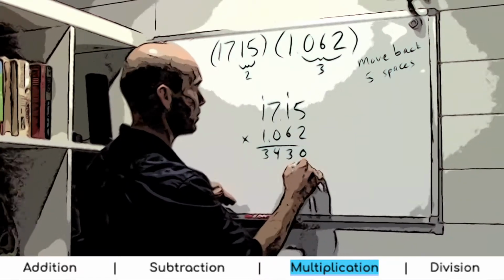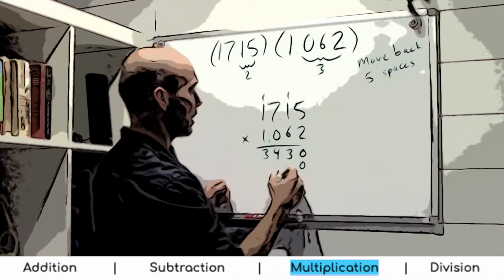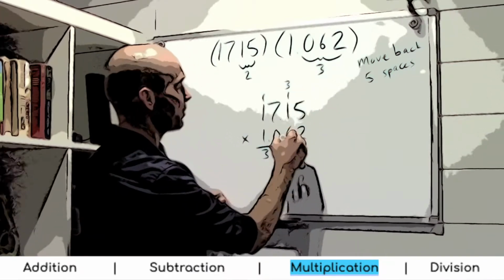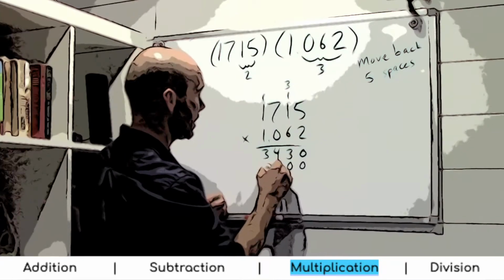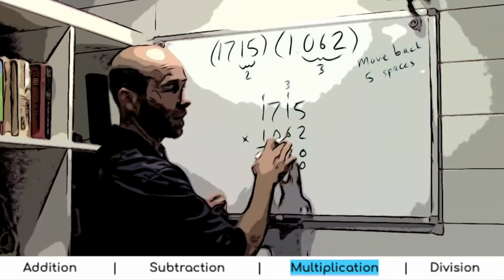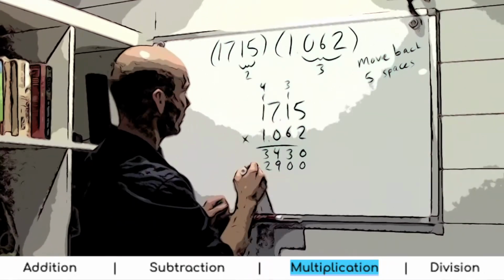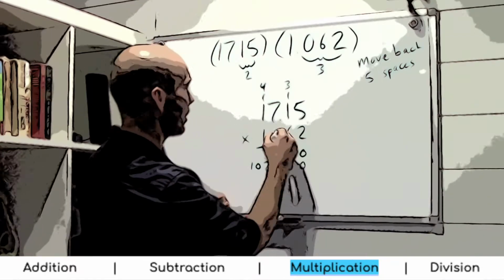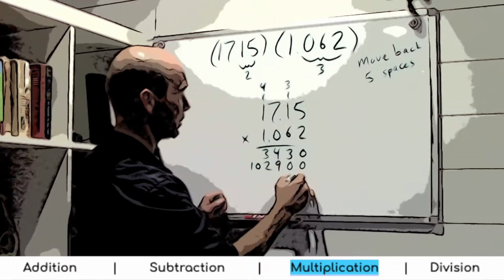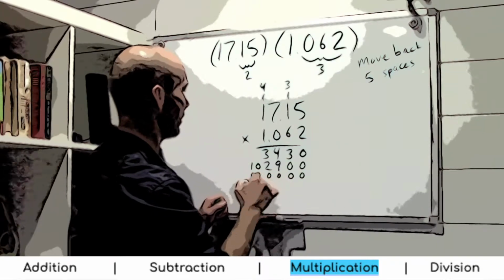Now I'm going to bring my 0 because I'm going to multiply by 6 tens. 6 times 5 is 30. 1 times 6 is 6 plus 3 is 9. 7 times 6 is 42. 1 times 6 is 6 plus 4 is 10. Alright, now I've got a 0, so I'm just going to add all my zeros together.